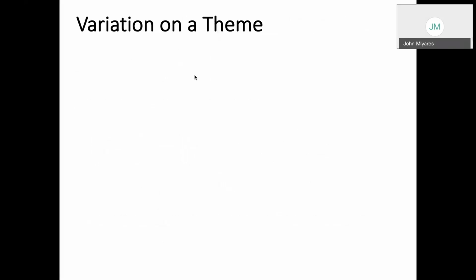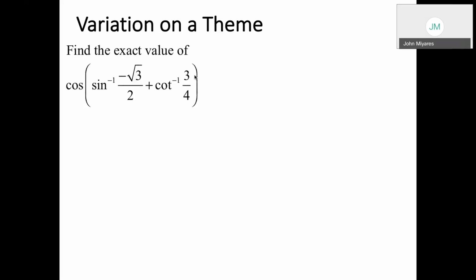Let's do a little variation on a theme here. Suppose you were given something that looked like this, where you were asked to find the exact value of the cosine of a quantity: inverse sine of negative square root of 3 over 2 plus the inverse cotangent of 3/4. This looks pretty intimidating, but in reality, it isn't. Ultimately, what we have is the cosine of the sum of two things, and we have an identity for that. The cosine of the quantity x plus y will be the cosine of x times the cosine of y minus the sine of x times the sine of y.